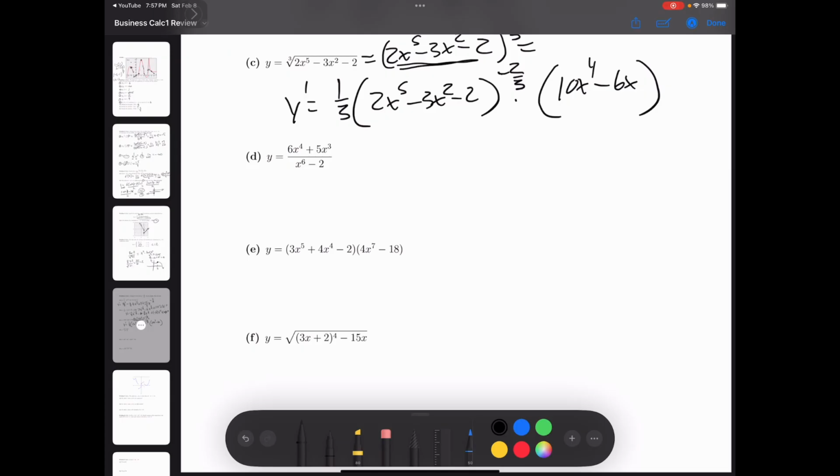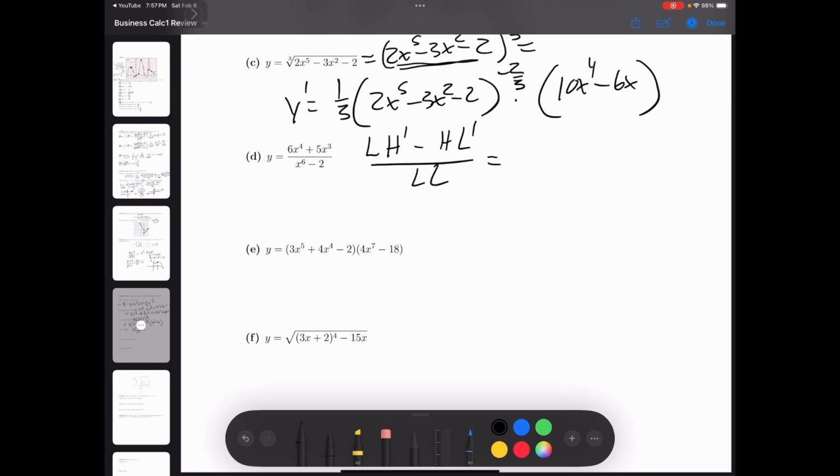For part D, I need to use the quotient rule. The quotient rule is low D high minus high D low, all over low low. That's how I remember it. And then we just plug in.